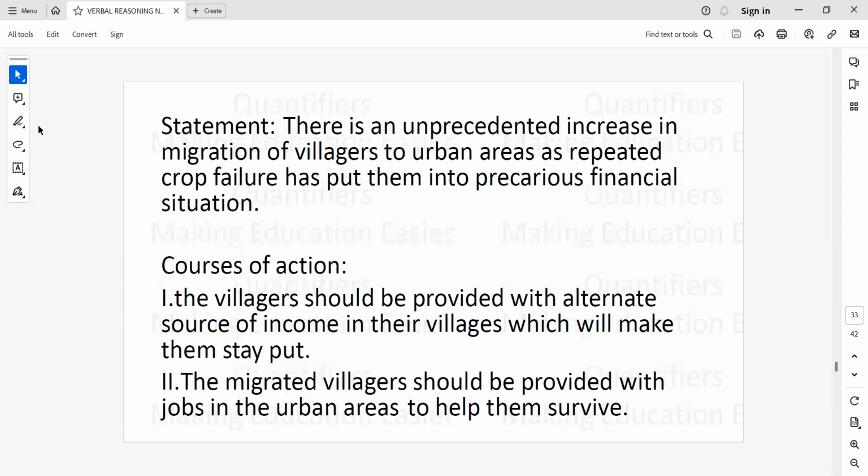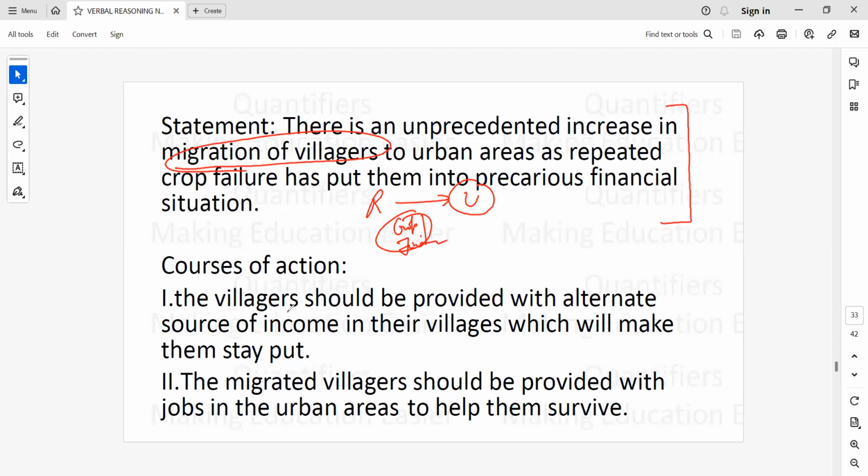There is an unprecedented increase in the migration of villagers to urban areas, as repeated crop failure has put them in a precarious financial situation. Now let's understand what is the core problem here, okay? There is an unprecedented increase in the migration of villagers to urban areas. So they are migrating from rural to urban areas. Now, why are they migrating? Because there is repeated crop failure and there is financial strain, right?